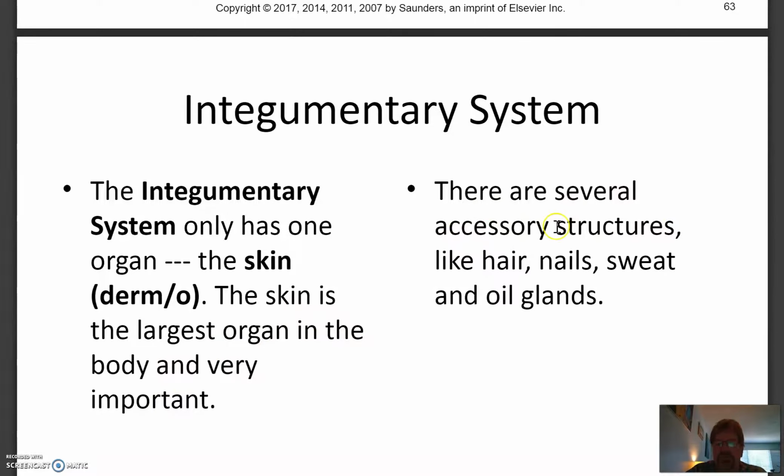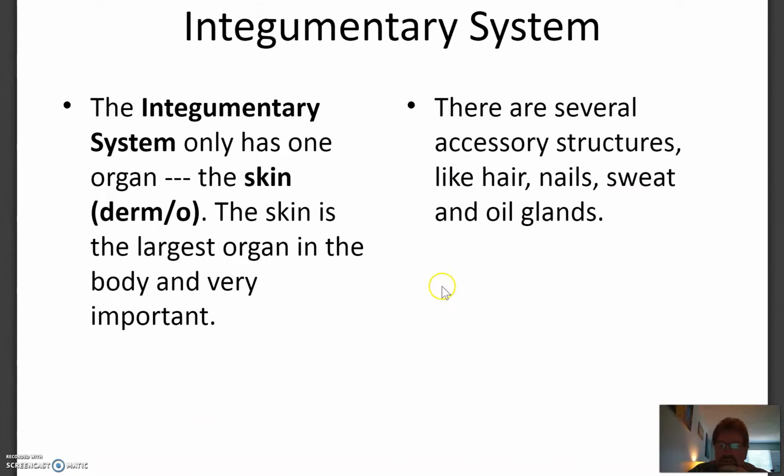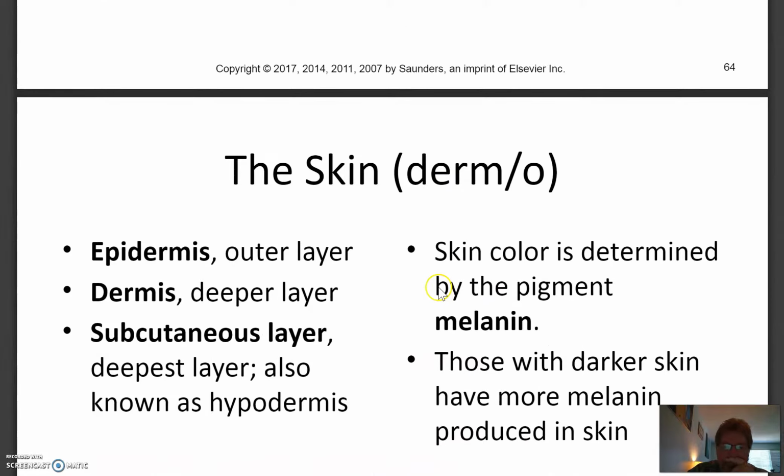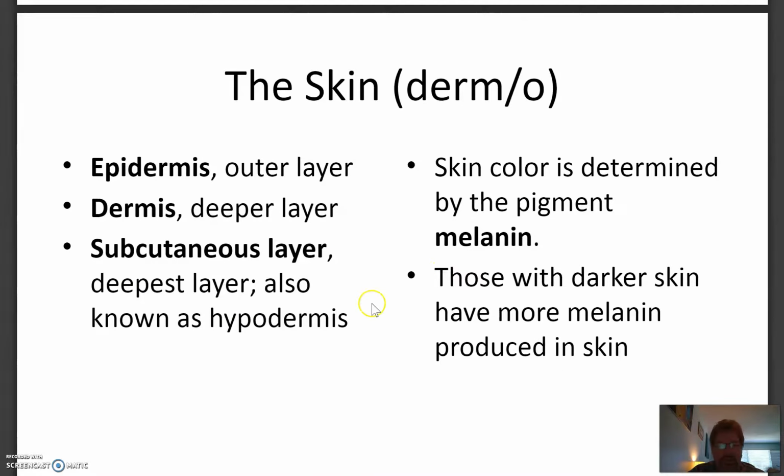There are several accessory structures associated: hair, nails, sweat glands, oil glands. But there's only one organ in the integumentary system, and that is the skin. The outer layer of skin, the one we see and feel, is called the epidermis. Epi means on top of. There's a deeper layer called the dermis, where the blood vessels and supporting structures are. And then beneath that's a subcutaneous layer, also known as the hypodermis. It lays against the muscle.